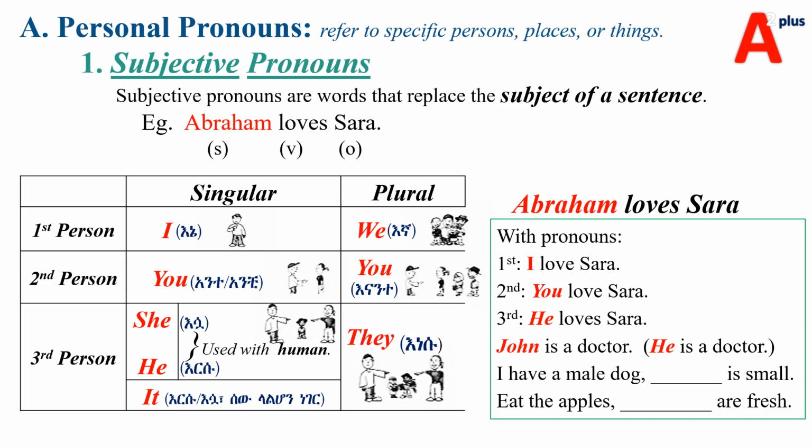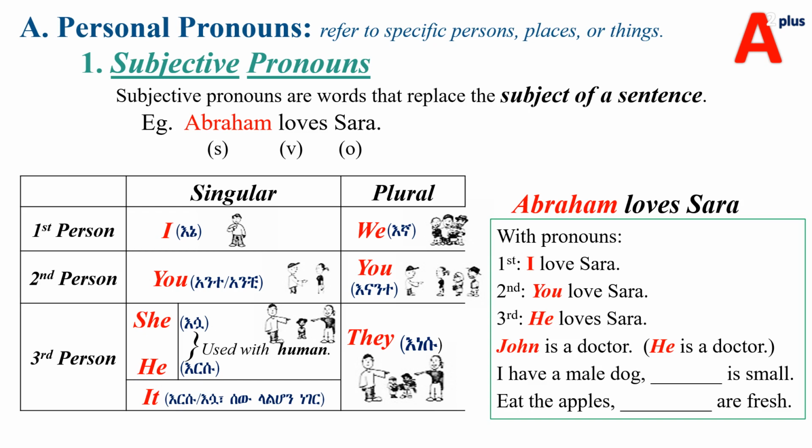But since it is a dog: it is small. I have a male dog. It is small. Man eat the apples. They are fresh. Apples are plural, so they are fresh.